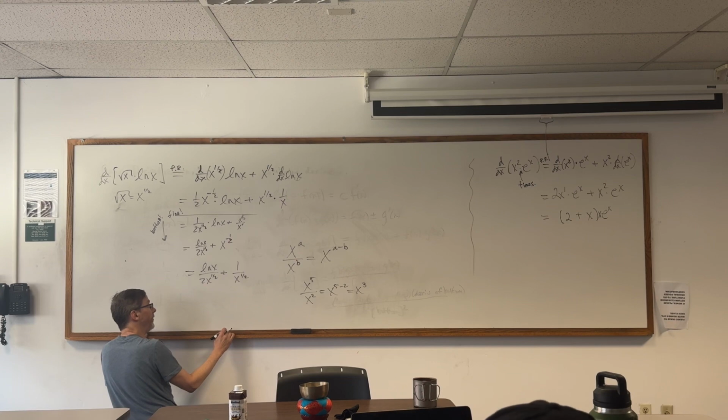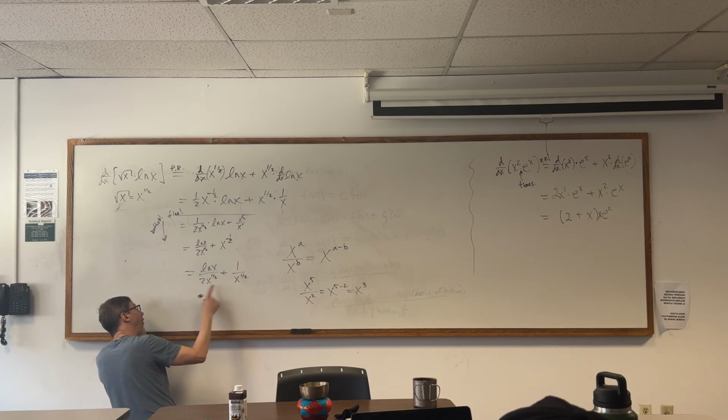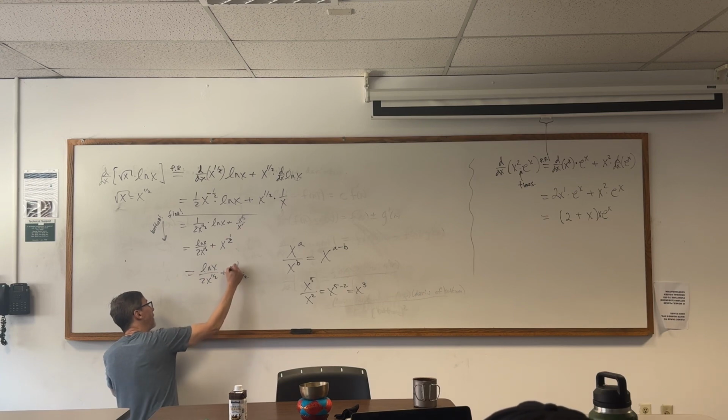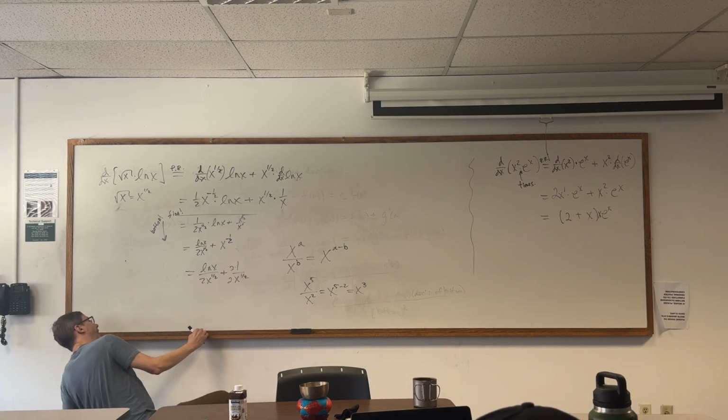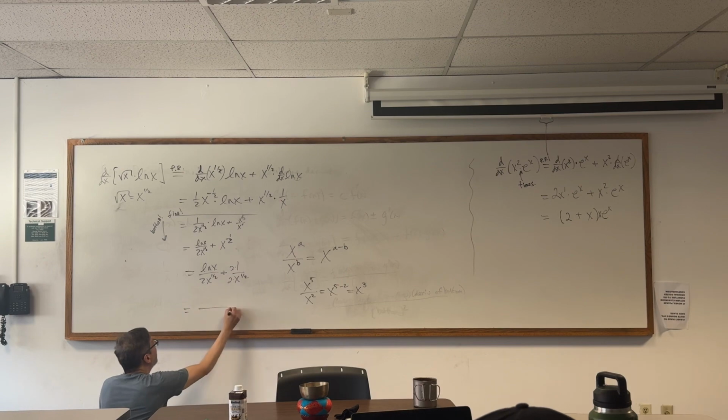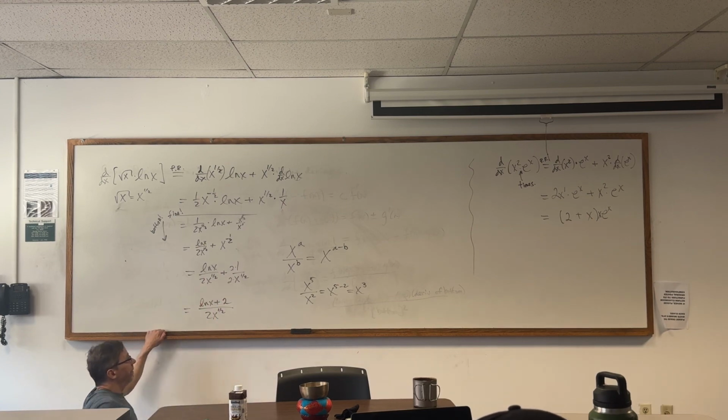And now I'm going to combine these fractions. These almost look the same, except this one is missing a 2. So I'm going to multiply by 2 over 2. Now I've got a nice common denominator of 2x to the 1/2. On top, I've got natural log of x plus 2.